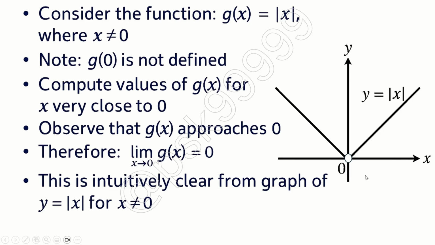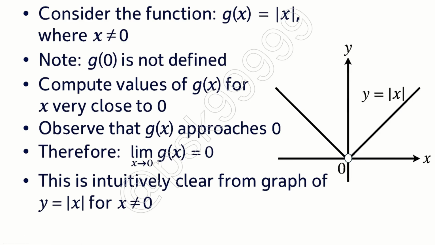But from the graph, you tell me what will be the value of g of 0, because you see from the left side, as it is coming close to 0, it is approaching 0 only, right? g of x is approaching 0. And as you check from the right side, as it is approaching 0, the y values or g of x value is also approaching 0. So from the graph, it is very clear and intuitively we can tell that as x tends to 0, g of x is also 0, right?